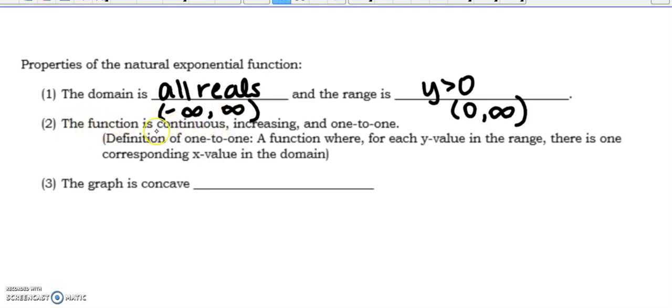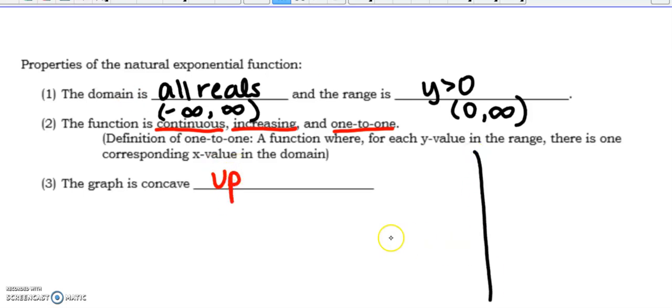The function is continuous, which means we can draw without picking up our pencil, well defined for calculus purposes. The function is increasing still, which means that the derivative will always be positive. And there's that 1-to-1 thing. So 1-to-1 is for every y value in the range, there is one corresponding x value in the domain. And in our case, this graph is always concave up.